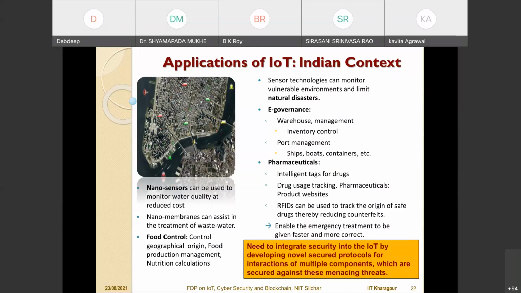Maybe IoTs can really help to revolutionize the quality. But it is important to integrate security into the IoT by developing novel security protocols for interactions of multiple components, which are secured against menacing threats. So I will try to talk about a few of these important threats that have been discussed in literature.